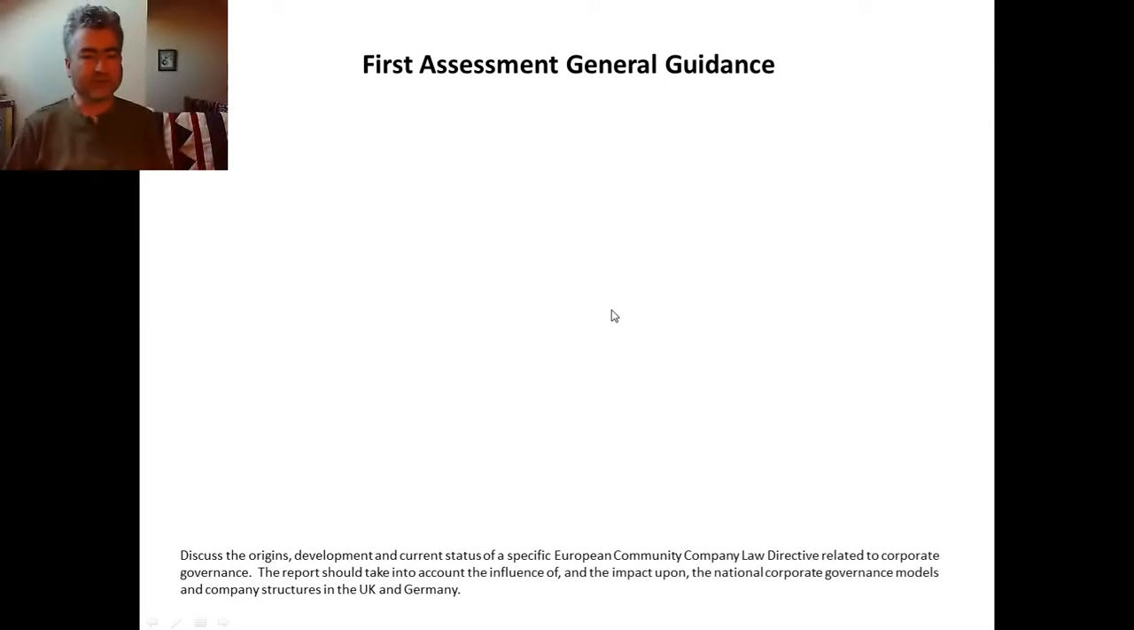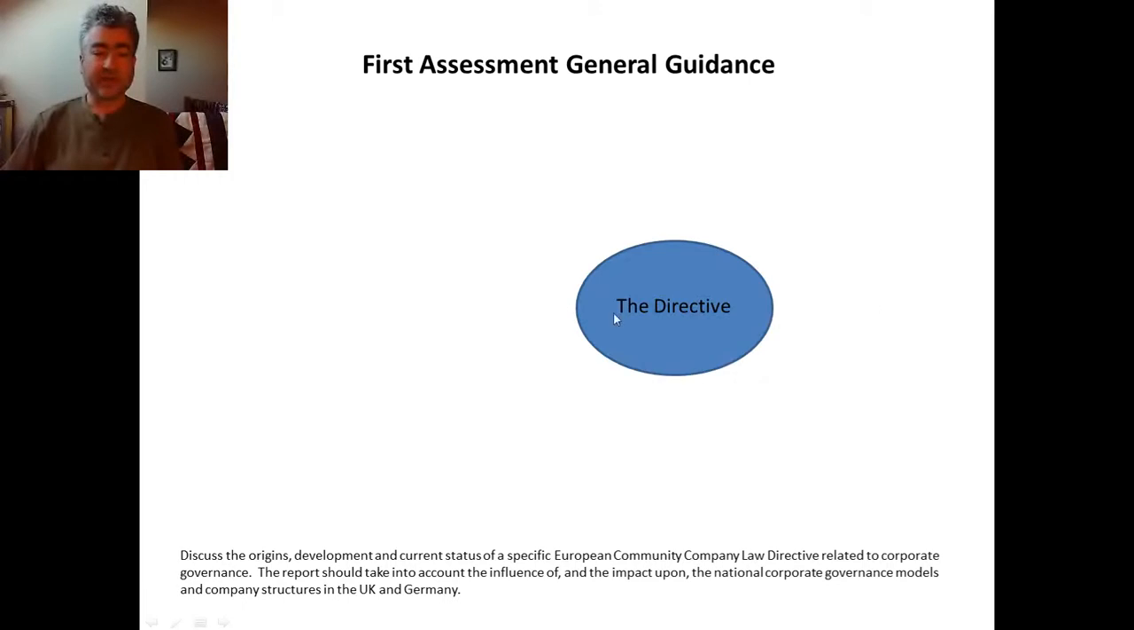Basically, the task is to discuss the origins, development and current status of a specific European Community Company Law directive related to corporate governance. So the first thing we need to do is actually identify a directive. Now if you go back and look at the week that we looked at the harmonisation programme, any of the directives we discussed there are suitable for this, or any other directives in the Vanessa Edwards text. It's useful to find a directive that you actually have some identity with here, because it makes the work far more interesting than it otherwise might be.